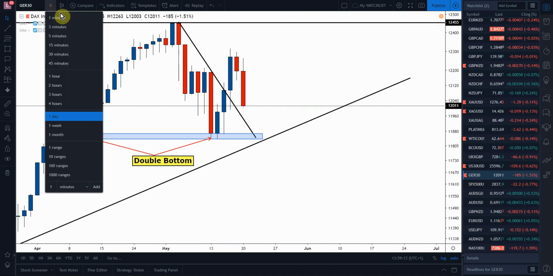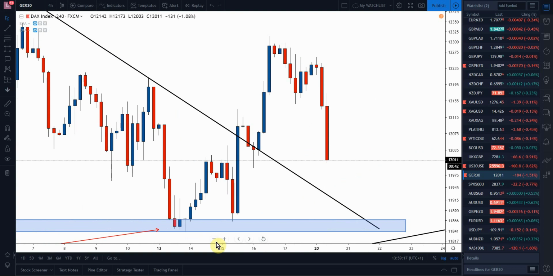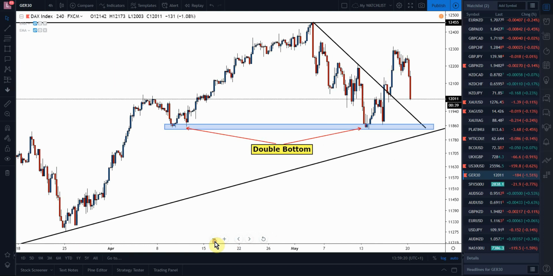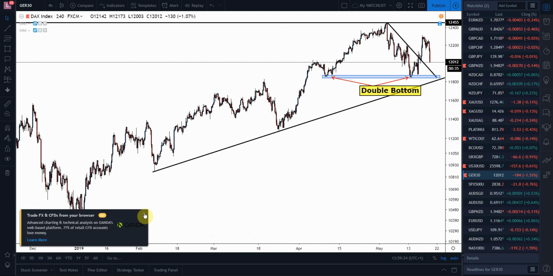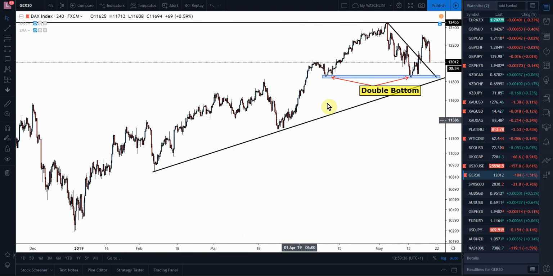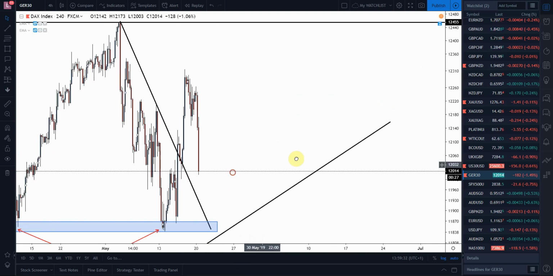It is pulling back quite deep actually, but I still like this to the upside at the moment. Okay, we've got this, let's just zoom out a little bit, got this little uptrend going on. Okay, double bottom here where buyers have come into the market.